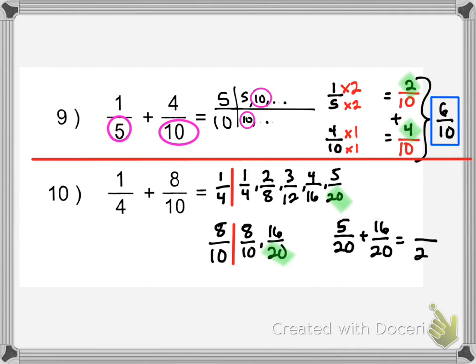So all I've got to do is add 5/20 plus 16/20. Oops, let me erase that right there. There you go. 20 is going to stay the same, and 5 plus 16 is 21. So my answer is 21/20.